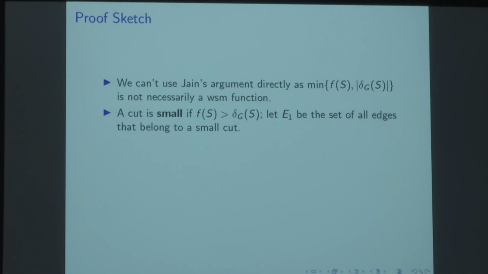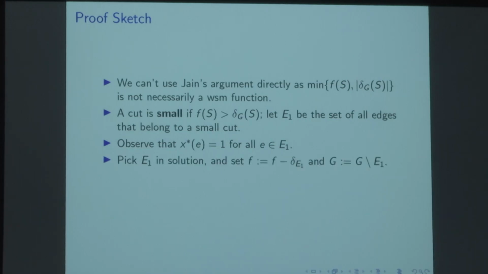So as I already said, a cut is small if f of S is greater than delta g of S, and let E1 be the set of all edges that belong to a small cut, right? And it's clear that the LP will put a value of exactly 1 on all the edges of a small cut, right? So you can safely put all the edges of a small cut in your solution and basically construct a residual instance, right? So you remove all the edges of the small cut from the graph, and you update your cut requirement function by subtracting f delta of E1.